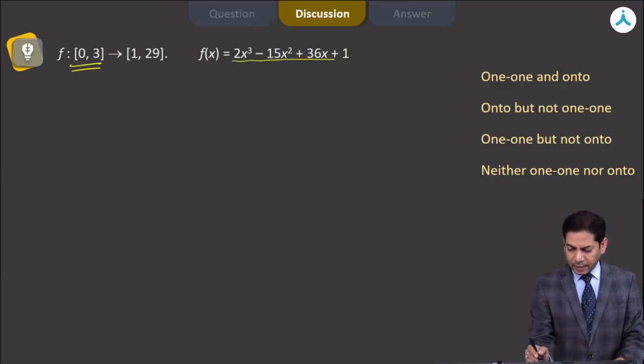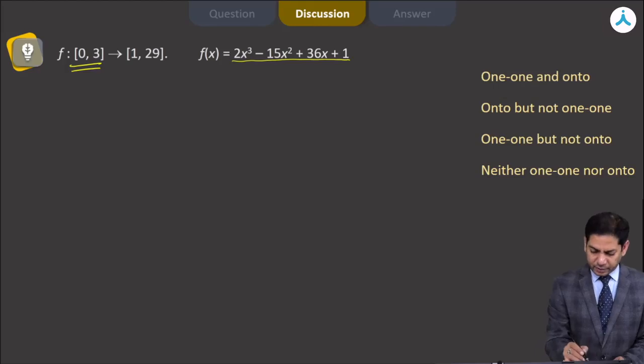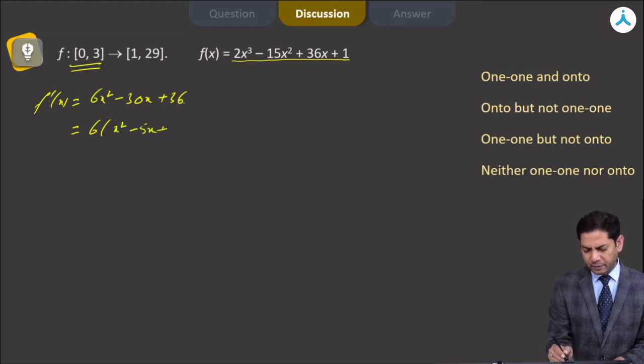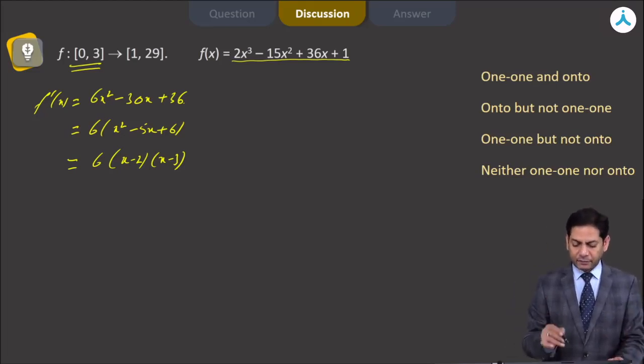This is a cubic polynomial, and to understand how it is behaving on the interval 0 to 3, the best approach is to differentiate this polynomial and check for its monotonicity. So if we do that, f dash x will be equal to 6x square minus 30x plus 36. If we take out 6 common, this is x square minus 5x plus 6. This can be factorized very easily as x minus 2 multiplied by x minus 3. Now this is the derivative, and the sign of the derivative on different intervals of x gives us the monotonic behavior of the function.